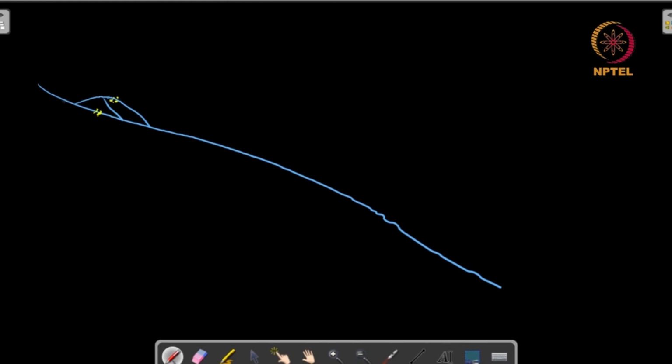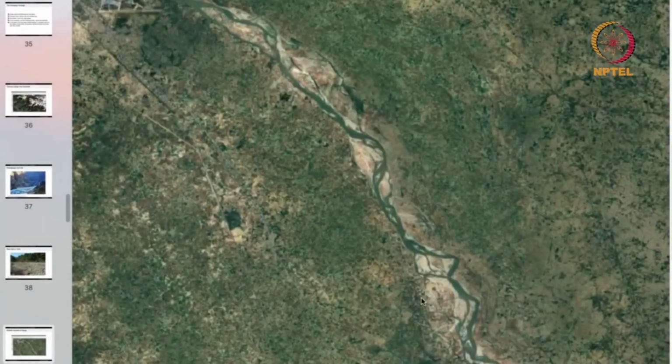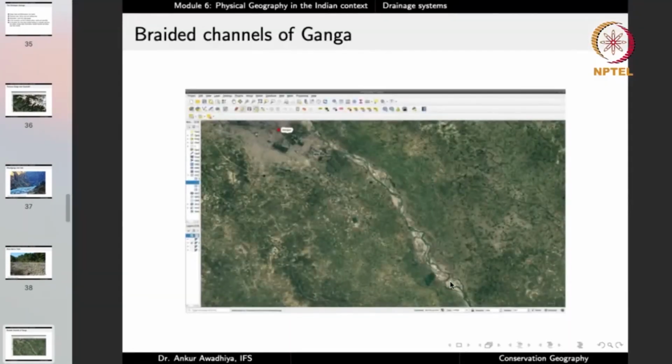Then probably it deposits some amount of sediments here. Now in this case the river will again change course, and it will go like this. So we get these patterns where the river is highly braided. So it will look like this. So this is known as a braided pattern, and it is very commonly observed in the Himalayan drainage system.